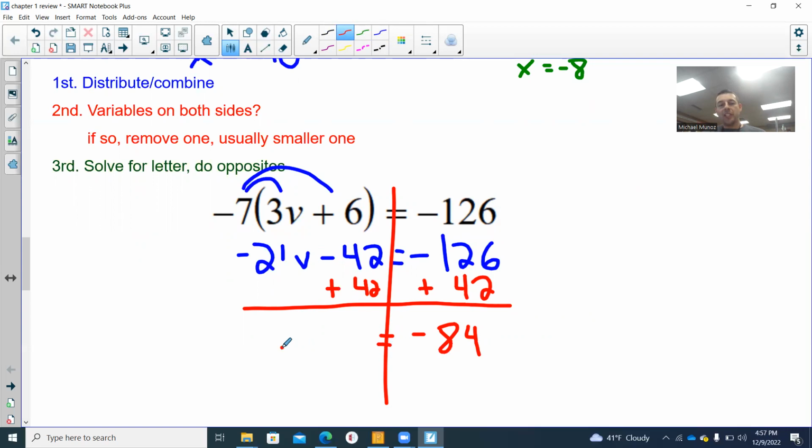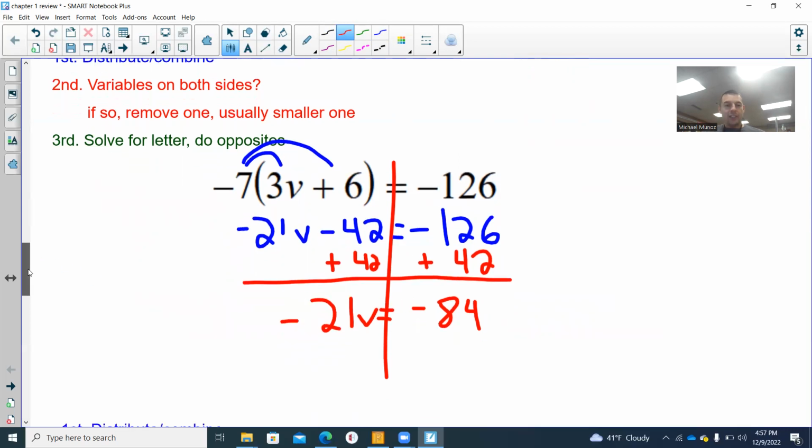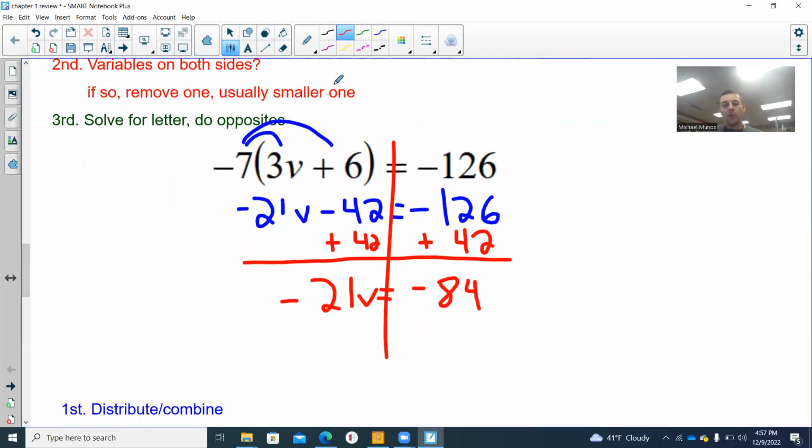And then I'm going to bring down my negative 21v. I'm going to divide by a negative 21. And 21 times 4 is 84. So this is going to be 4. Also, keep in mind, negative divided by a negative is a positive. So I'm going to have a positive 4.